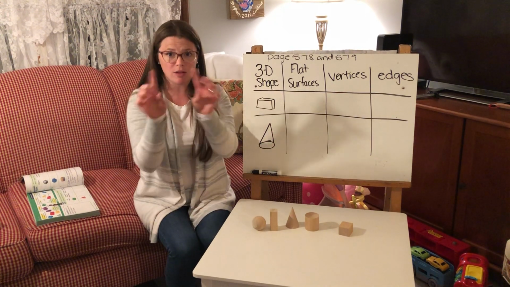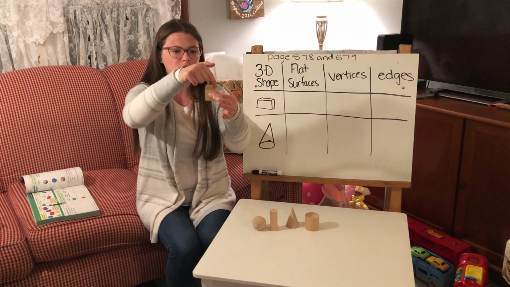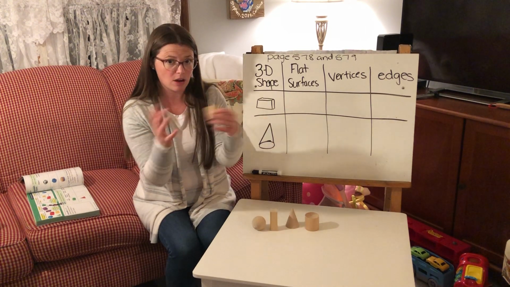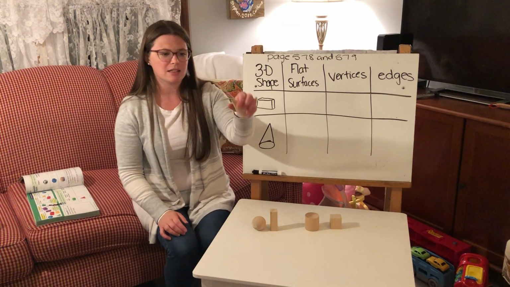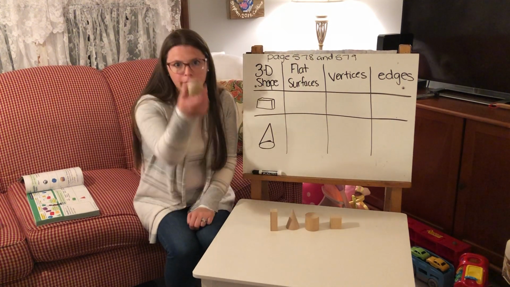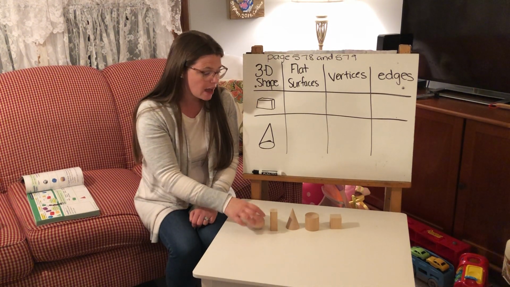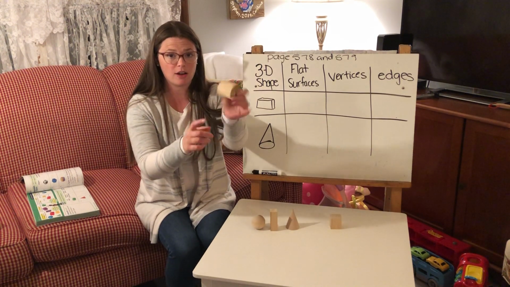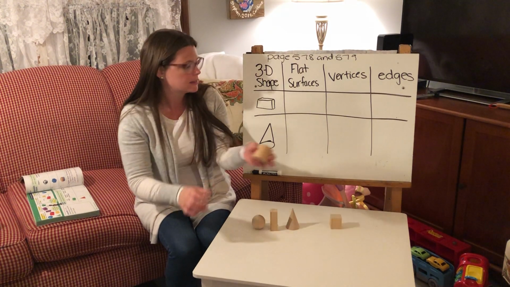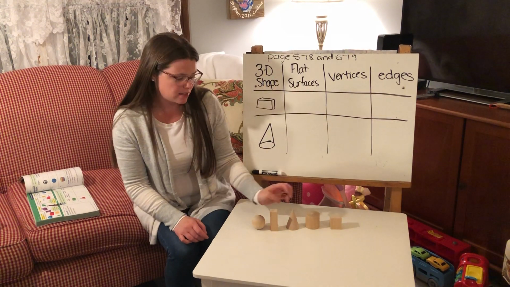Vertices, we talked about these before, they're the corners, they're the points. So let's look at our corners. We have 1, 2, 3, 4, 5, 6, 7, 8. Those are our vertices. How many does this one have? Just 1. And what about this one? 0. There are no vertices. Actually, same with this one. Take a look. There are no vertices on a cylinder, is what this is called.